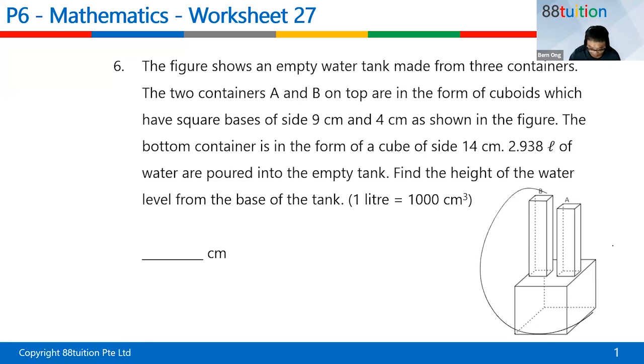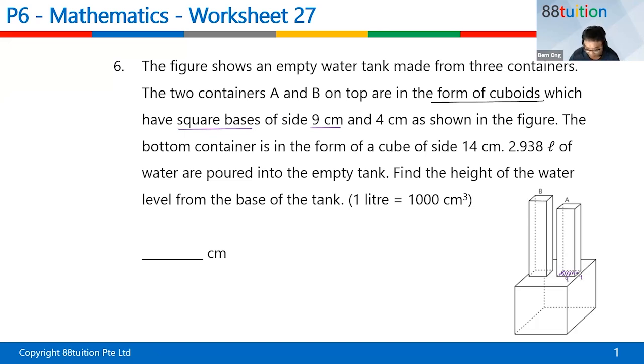The figure shows an empty water tank made from 3 containers. The 2 containers A and B on top are in the form of cuboids. So this is a cuboid, children. All these are cuboids, which have a square base of 9 cm. For example, A or maybe B, the square base is down here. Can you see the purple colour portion? This is a square base of 9 cm by 9 cm.